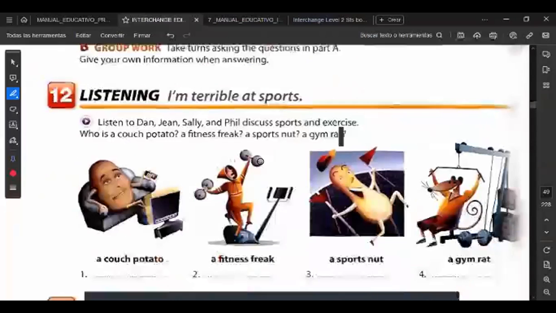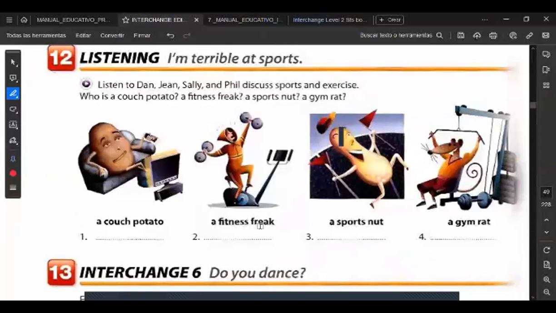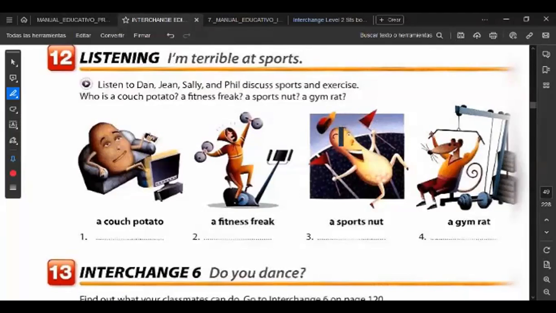Okay, this one we already completed. So we have some expressions here, right? A couch potato, like Garfield is a couch potato. A fitness freak is a person who is crazy for sports, for being in shape, okay? And then we have the next one. A sports nut. Now the sports nut is a real fan, but it's not in shape. Es como un fanático, ¿verdad? Pero no está en forma. No necesariamente tiene que estar en forma. A sports nut. And a gym rat is a muscular person.